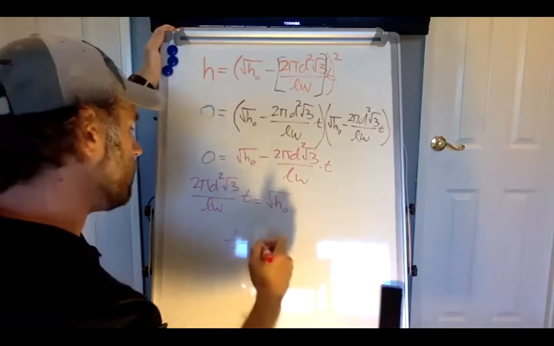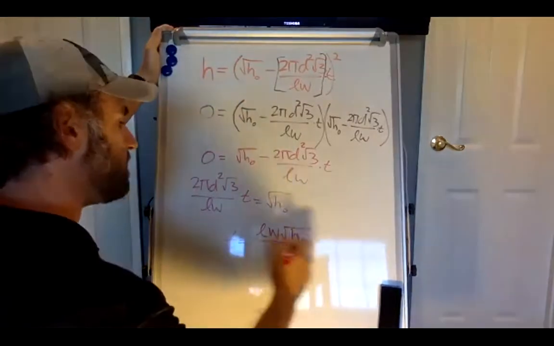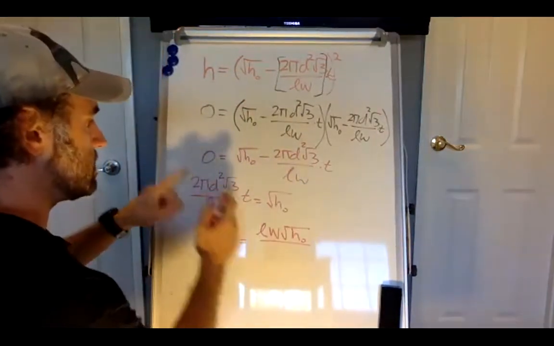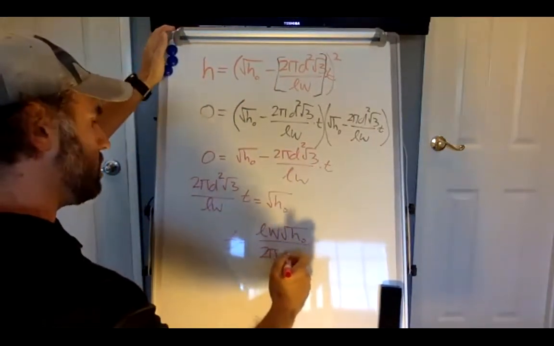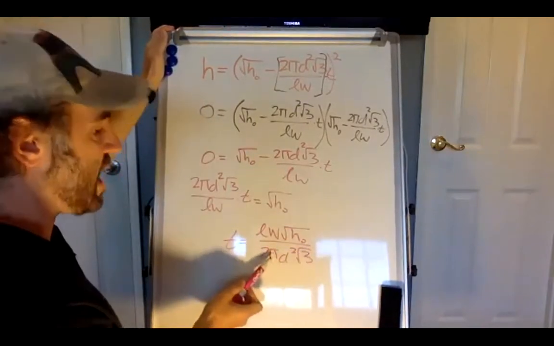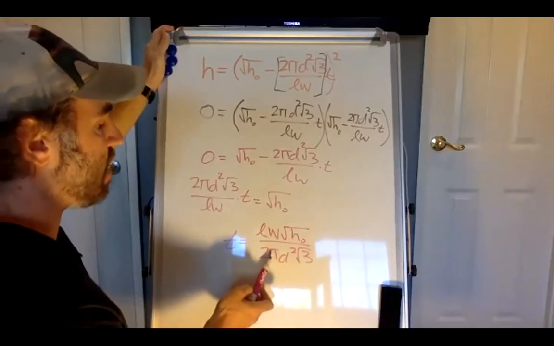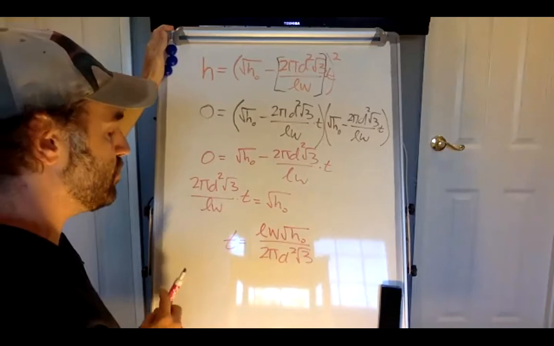I'm going to flip it over. I'm going to get LW root h naught. I'm multiplying it to that, and then this becomes the denominator. And you could say, well, let's rationalize the denominator. But look, pi is irrational. That's kind of weird. You can't rationalize the denominator when the denominator is pi, can you?